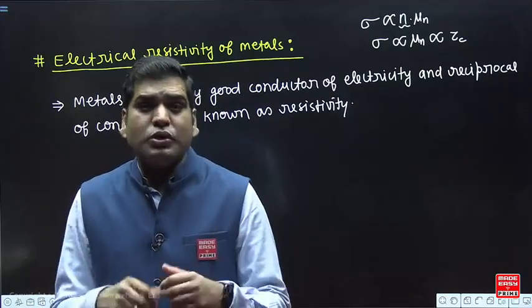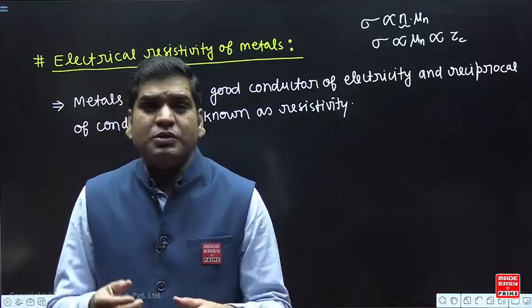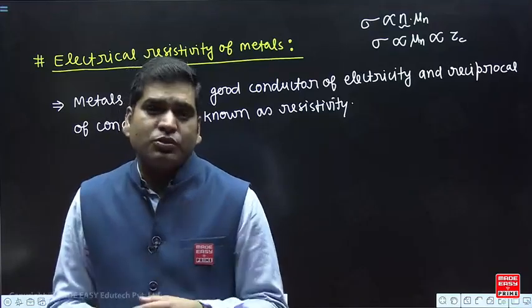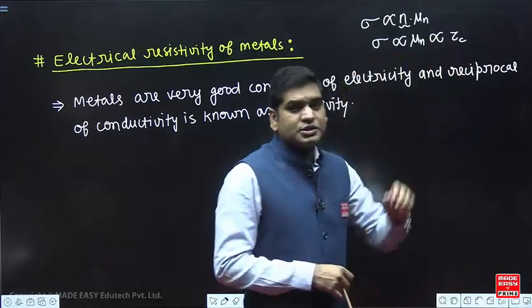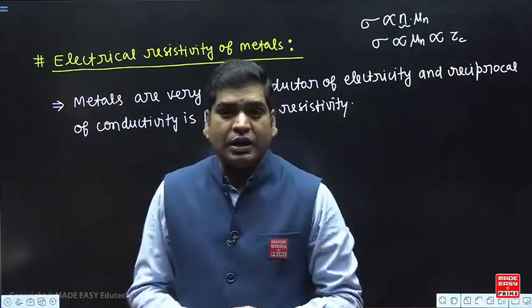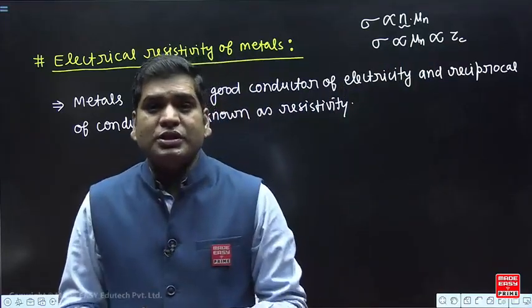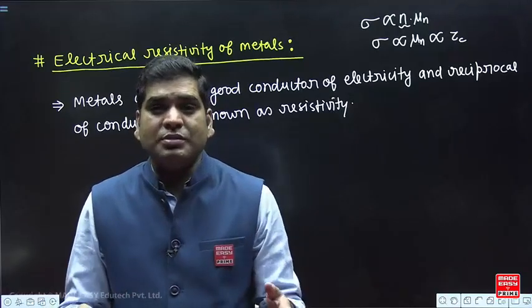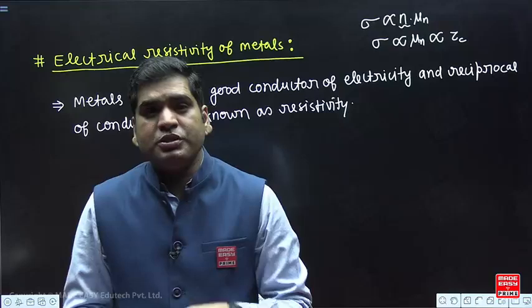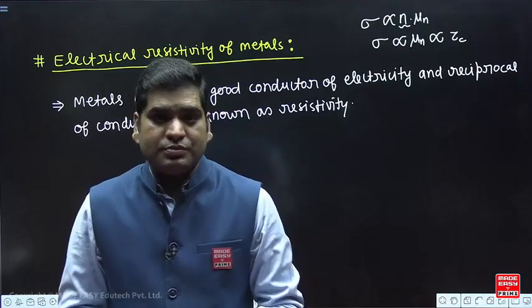So if more collisions are taking place, there will be higher scattering and less collision time. If collision time is less, mobility is less, conductivity is less, and resistivity will be high. If there is less collision, there will be less scattering, larger collision time, higher mobility, and higher conductivity.